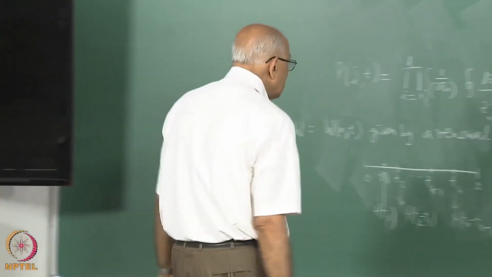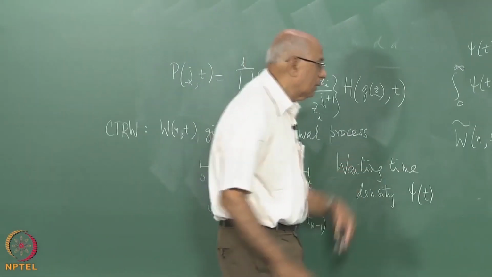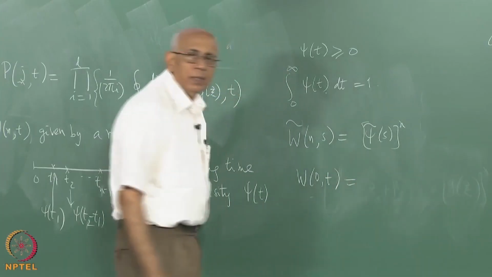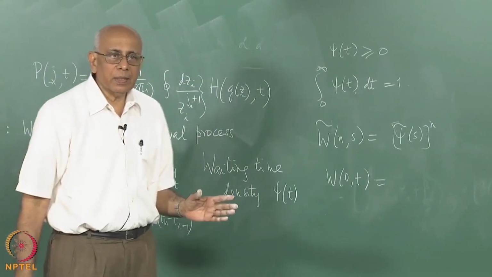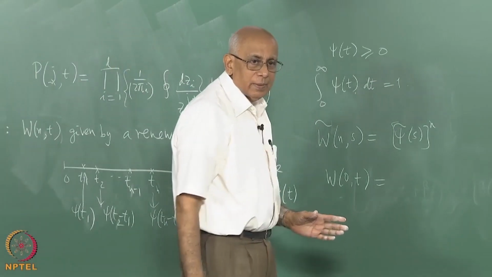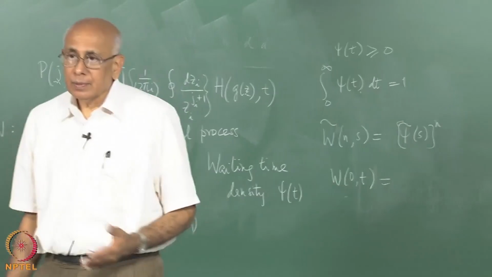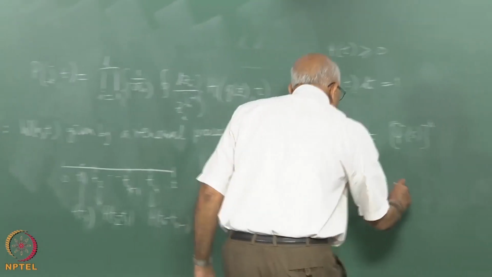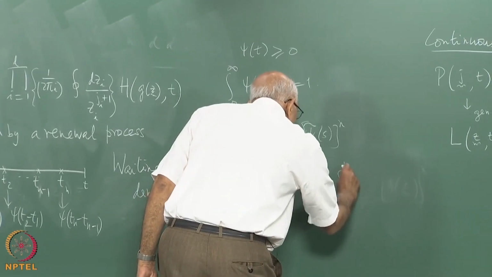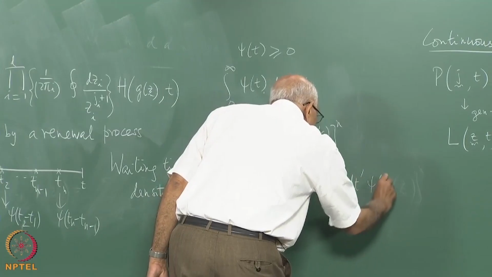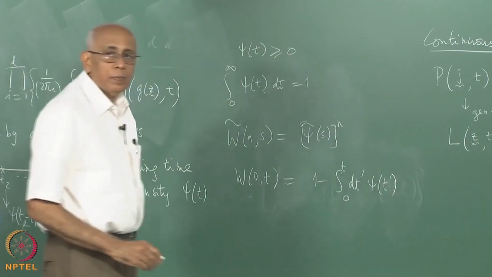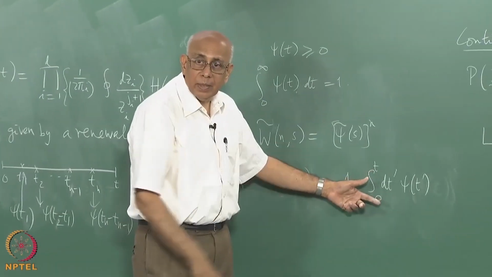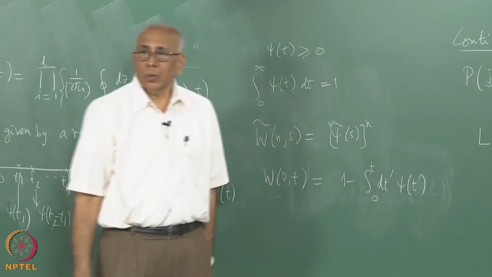So what is the correct situation? What is the correct W of 0 comma t? What is this equal to? Nothing should happen in this interval. If a jump occurs, it occurs with density psi of t. So this must be equal to 1 minus the integral from 0 to t of dt prime psi of t prime. That is the total probability that a jump occurs in time t, and 1 minus that is the probability that no jump occurs.